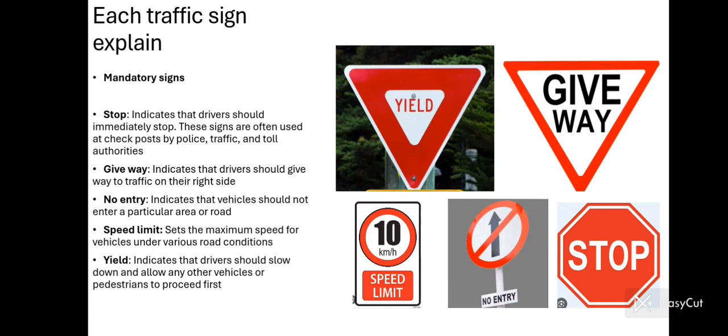And speed limit sets the maximum speed for vehicles under various road conditions. For example, look at this 10 km/h speed limit. This is about speed limit. And yield indicates that drivers should slow down or allow other vehicles or pedestrians to proceed first. Sometimes these can be seen in signal areas too, when there are zebra crossings or on the other side of the roads. This is about it.